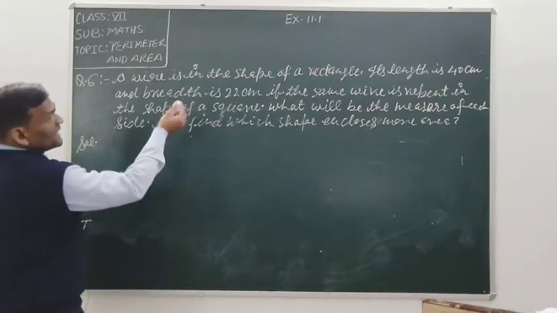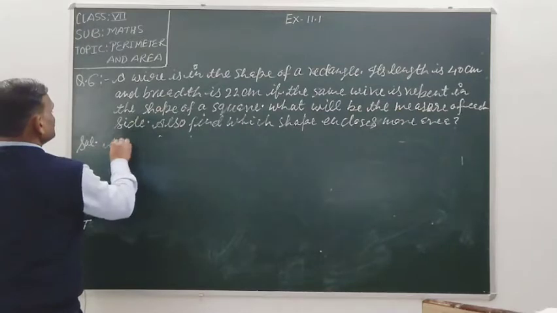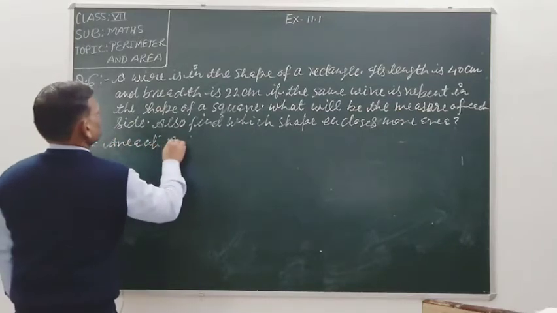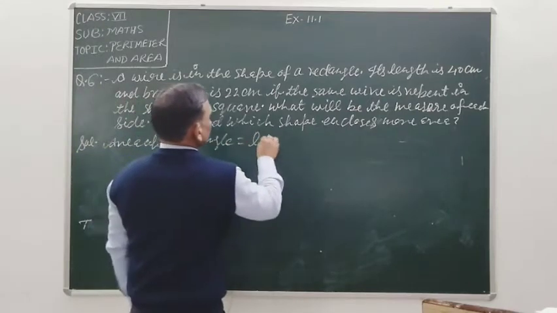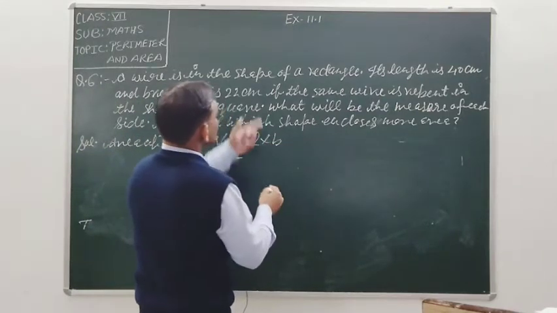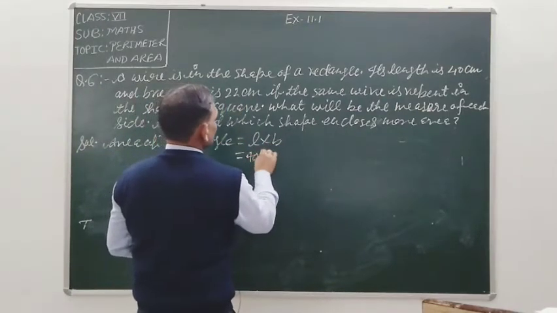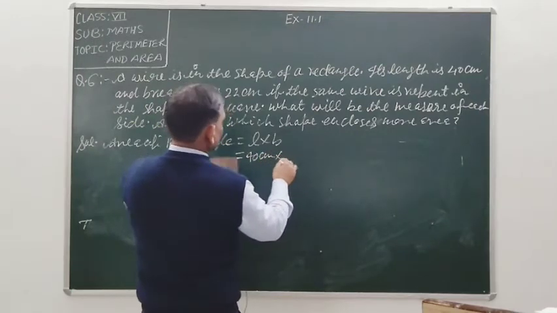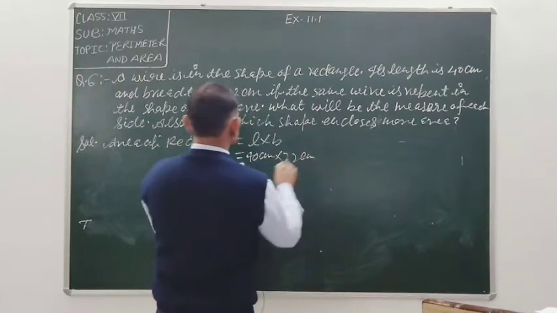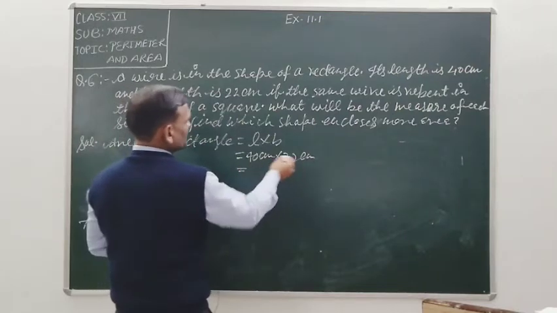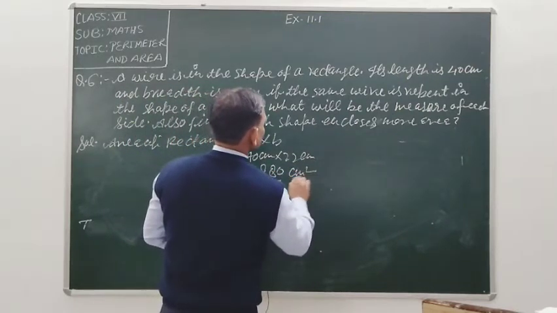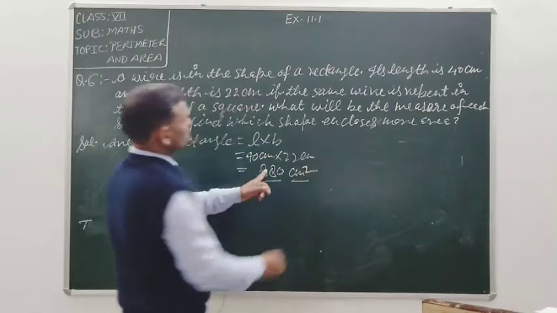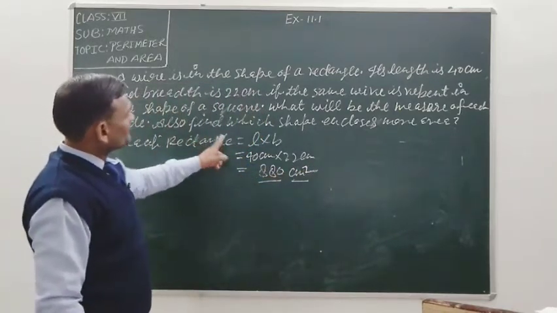So area of the rectangle is equal to length into breadth. You know length is 40 centimeter, breadth is 22 centimeter. So when you multiply you will get 880 centimeter square. This is the area of rectangle.